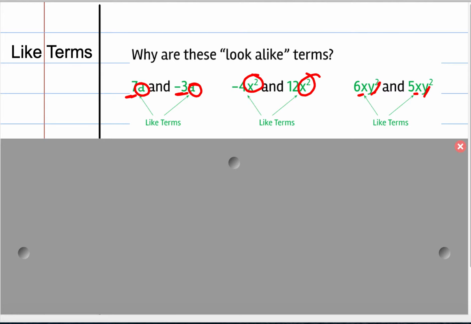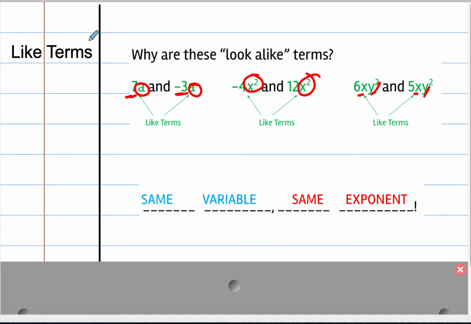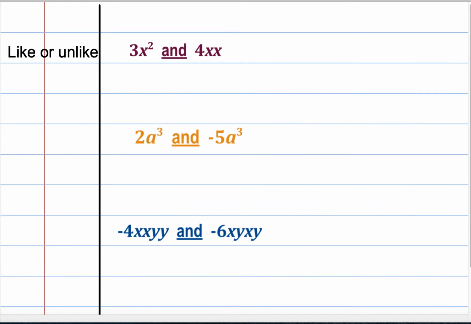So what I want you to get in your notebook is this. Like terms have the same variable with the same exponent. That's what makes it a like term. Same variable with same exponent. So let's look if these are like or unlike.